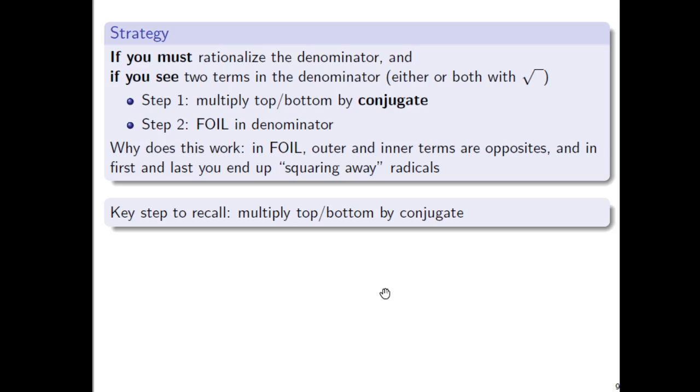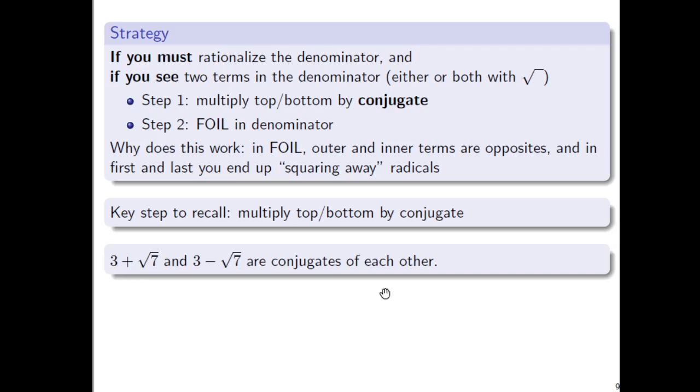So the key step really to recall for this strategy, I know it looks rather long, but the key thing to recall is to multiply top and bottom by the conjugate. What do we mean by conjugate? 3 plus root 7 and 3 minus root 7 are conjugates of each other.